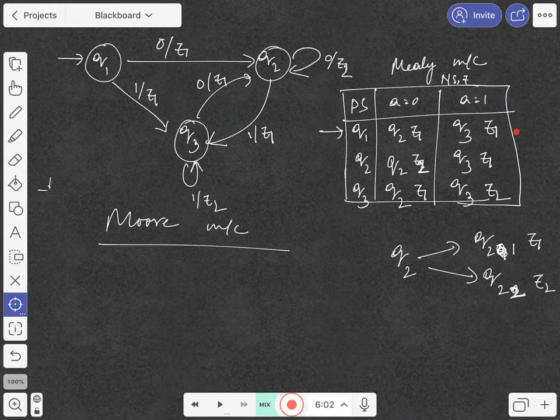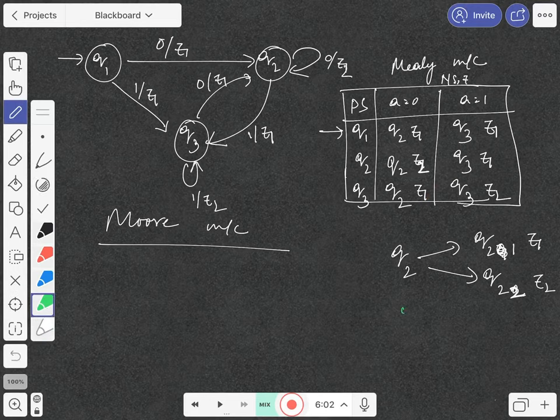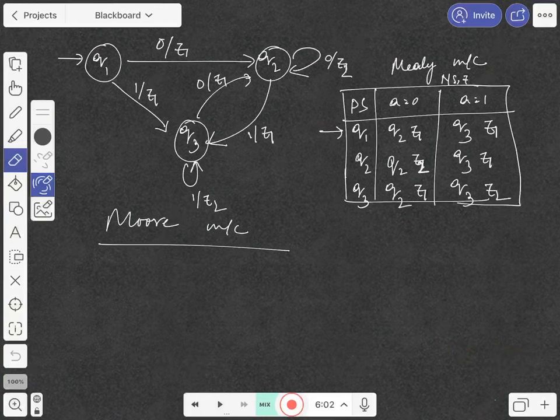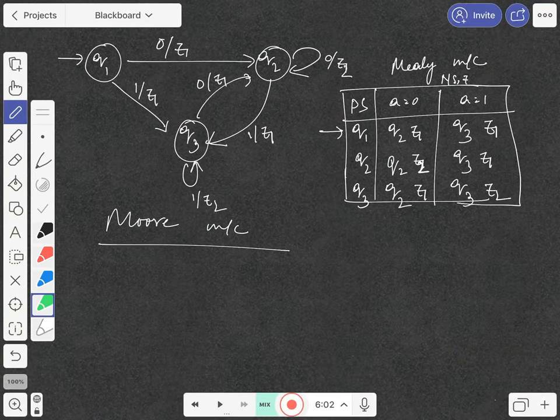Now let us check whether Q3 is producing the same output. Here Q3 is producing Z1, here Q3 is producing Z2. So, as we did for Q2, we have to divide Q3 into two states, one Q3 1, which is associated with the output Z1, and another Q3 2, which is associated with the output Z2. Now let us draw the table.